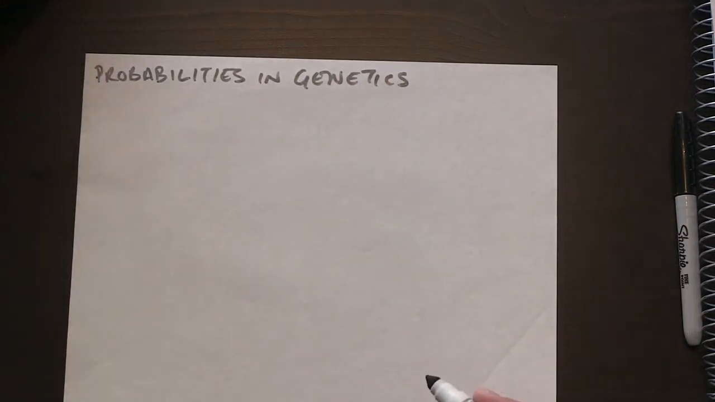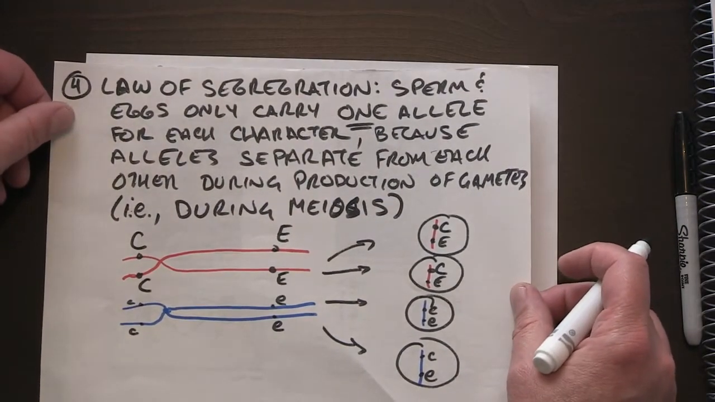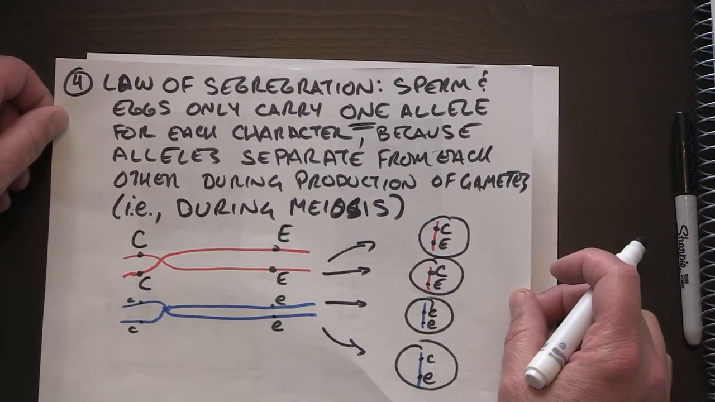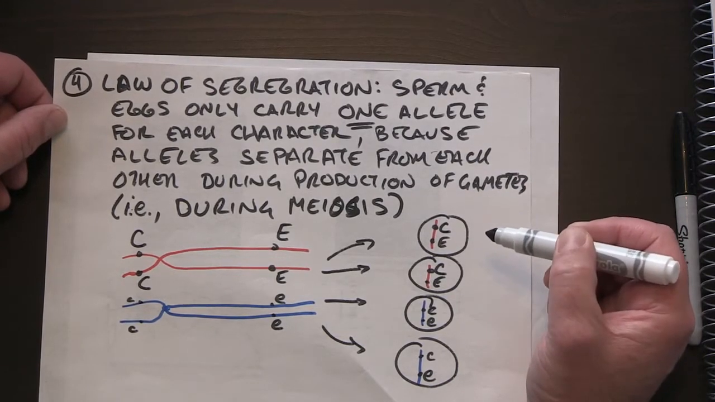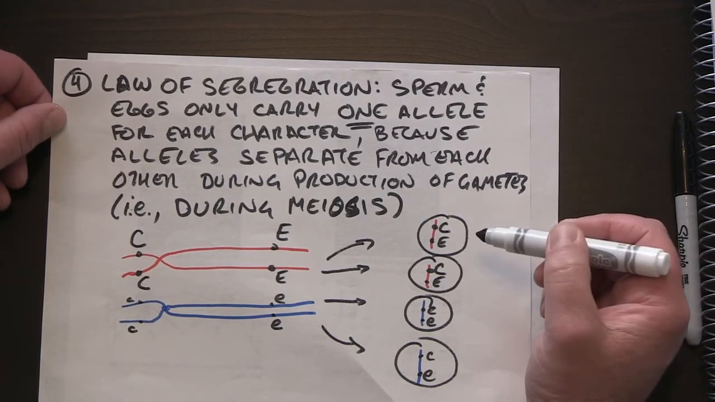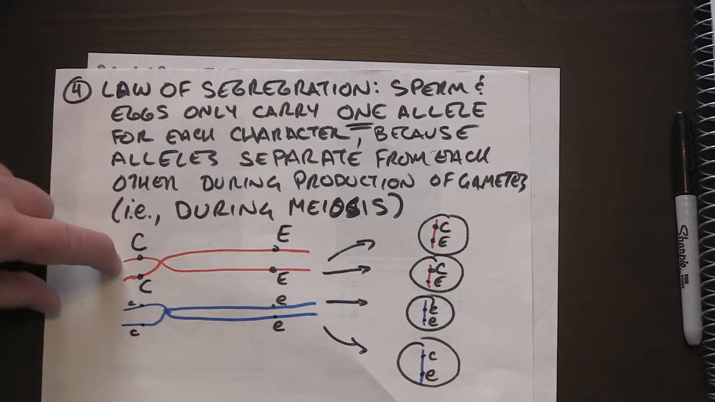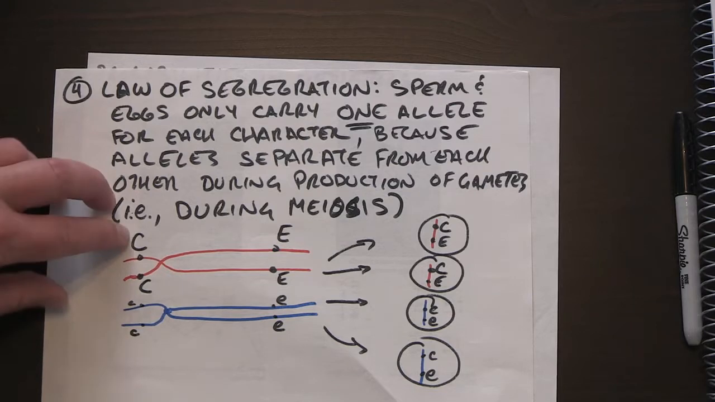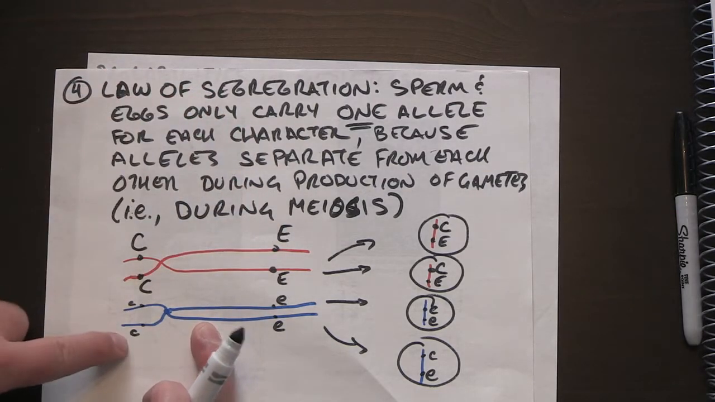Okay, so if we go back to one of Mendel's hypotheses from the first section, number four was the law of segregation, that sperm and eggs only carry one allele for each character because they separate or segregate from each other during meiosis, right? So in this mouse, the chromosome that it got from its mother was big C, big E, and the chromosome it inherited from its father was little c, little e.